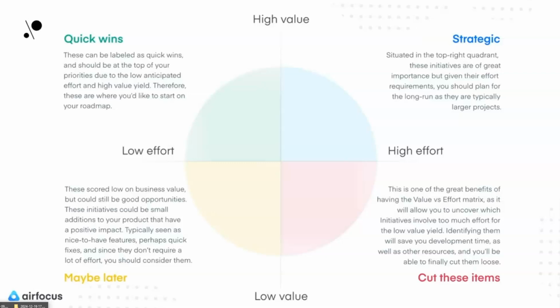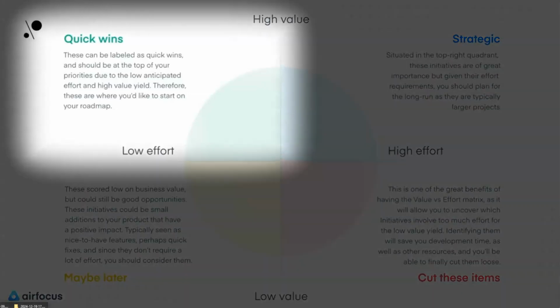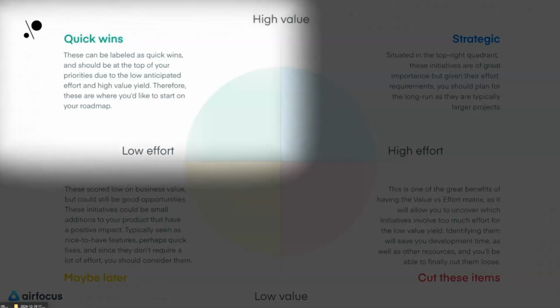Now that you've plotted your initiatives on the different quadrants of the matrix, it's time to decide which to include in your roadmap and in what order. This is how each quadrant will help you prioritize them. The quick wins should be at the top of your priorities due to the low anticipated effort and the high value they offer. Therefore, these are the tasks that you should add first to your roadmap.